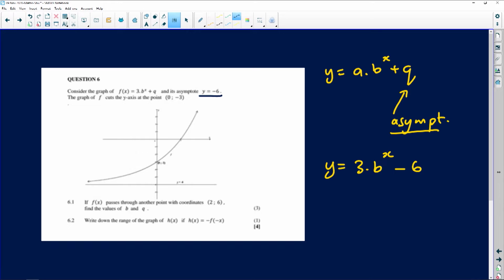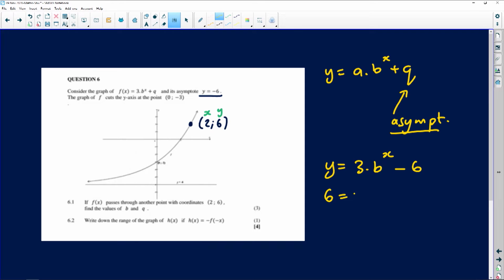So now, the given information on this 6.1 question is the fact that the graph passes through some random point. So there's a point on the graph with coordinates (2; 6). Now, I'm sure by now you appreciate the power of substitution. I'll take 2 and put it as x, and take 6 and put it as y, and the only unknown in this equation will be the value of b. So the take home from this particular question is an asymptote, very powerful. Secondly, substitution. Always keep that in mind.